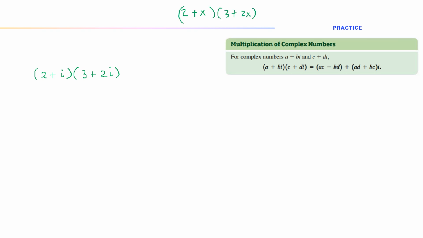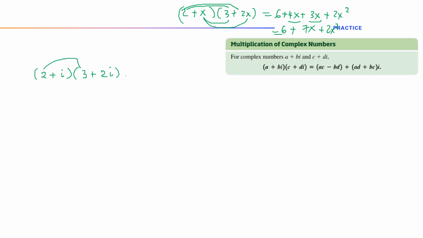So we do 2 times 3 is 6, 2 times 2x is 4x, x times 3 is plus 3x, and x times 2x is 2x squared. Then we combine like terms: 4x and 3x is 7x, 6 we drop down, and plus 2x squared. Just like that. So we do the same.